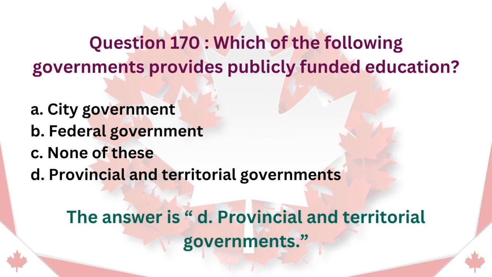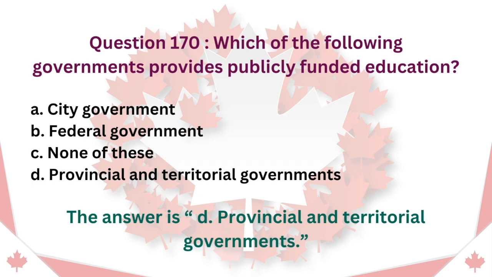Question 170. Which of the following governments provides publicly funded education? A. City government. B. Federal government. C. None of these. D. Provincial and territorial governments. The answer is D. Provincial and territorial governments.